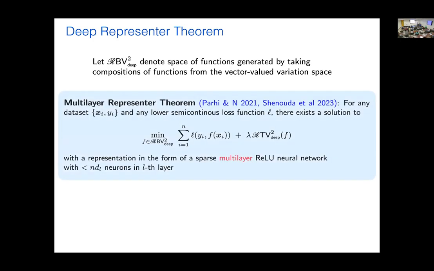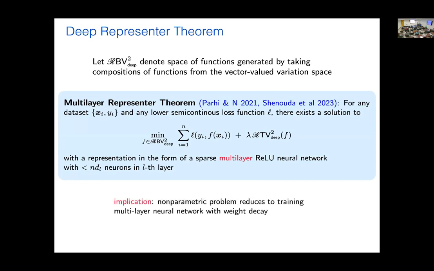And then we have a kind of a representative theorem that's very similar. You optimize over this function space defined by those compositions, and it has solutions that are sparse multi-layer neural networks. So multi-layer neural networks just happen to be optimizing this sort of variational problem. Again, it means we can solve these problems in this function space by just training neural networks with weight decay.